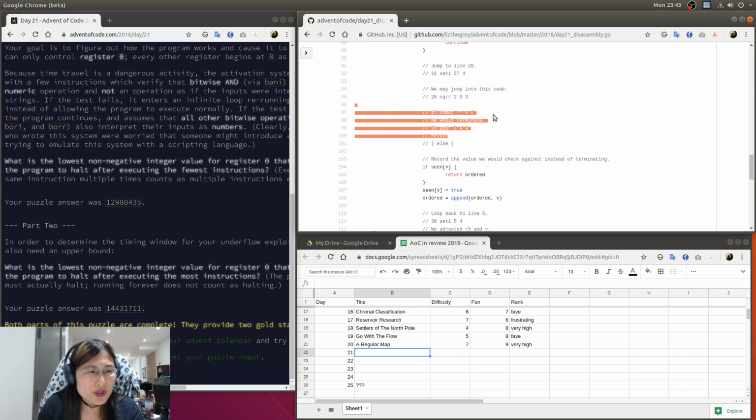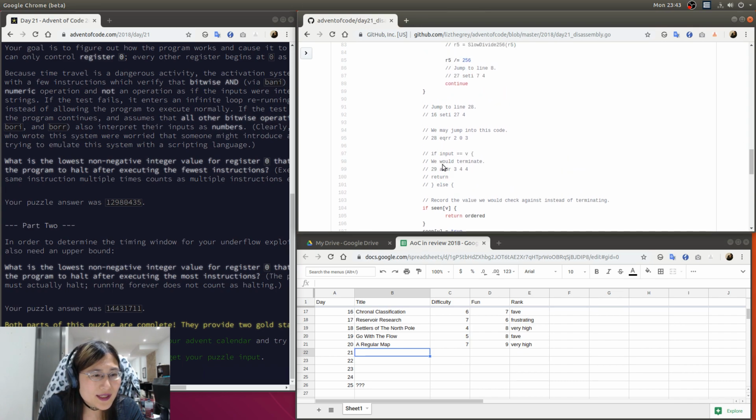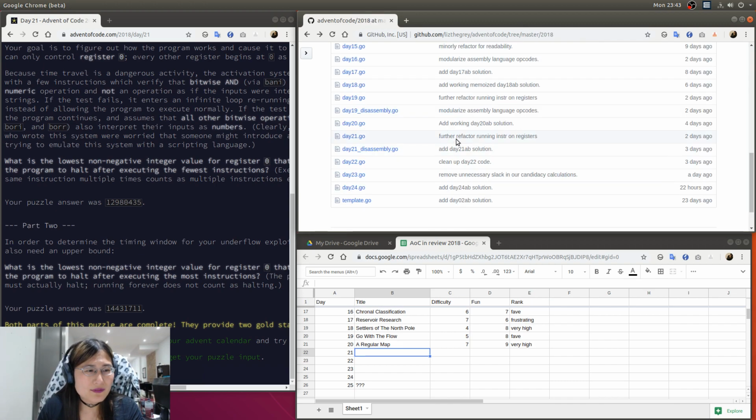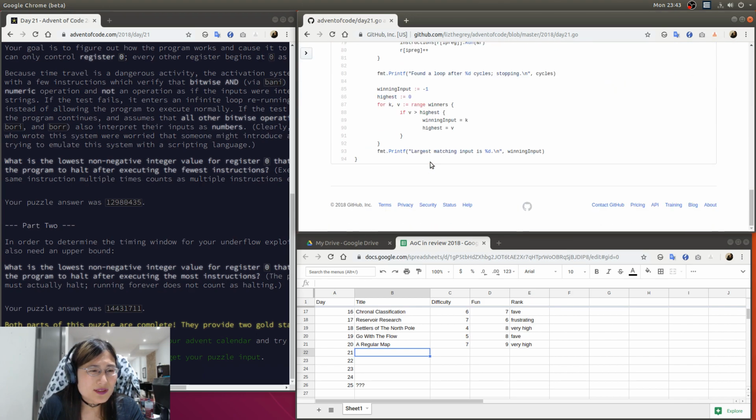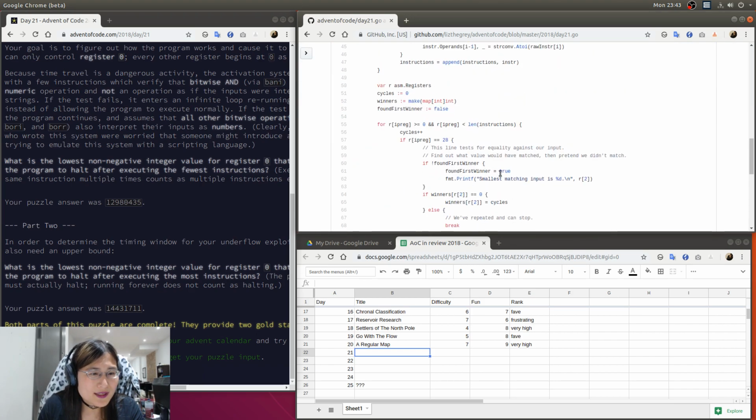However, if you know that if you get to line 28, then you need to record the value in register number 3. If I'd known that, I could have solved it a lot faster. So it turns out that the simple thing to do is just check if we're at assembly instruction number 28, record the value in register 3. That's all you need to do. Not a big deal. Not too difficult.